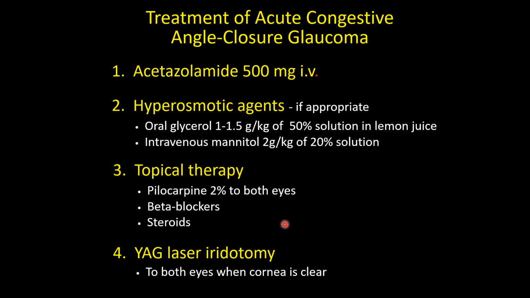Then YAG laser iridotomy is done. We make a hole in the iris so that if the blockade is at the level of the pupil, because of the hole in the iris, the fluid comes from the posterior chamber through that hole into the anterior chamber and is drained via the trabecular meshwork.